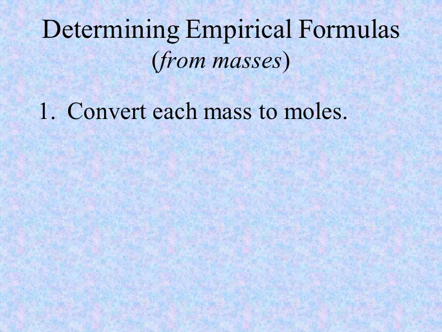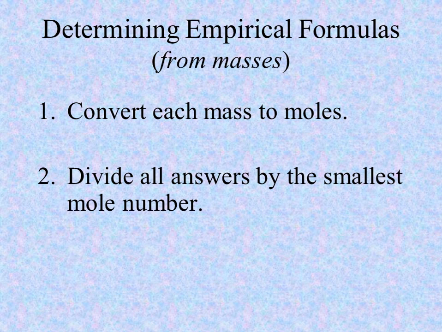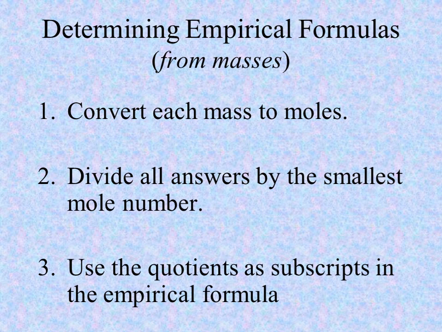The first thing that you need to do in this process is to use the molar mass for each element present and convert that mass in grams into moles. Once you have converted every single element's starting mass into moles of that element, then you need to compare those mole numbers and choose the smallest one. Whichever number is the smallest mole number, you divide all of the mole numbers by that smallest value. And the quotients that you get from that division will serve as the subscripts in the empirical formula.